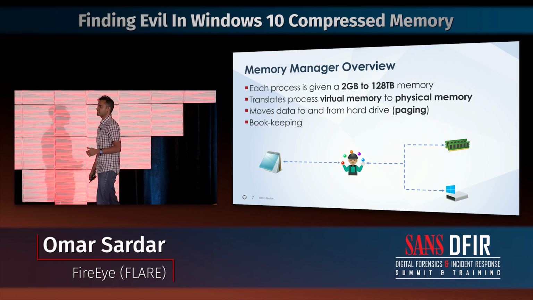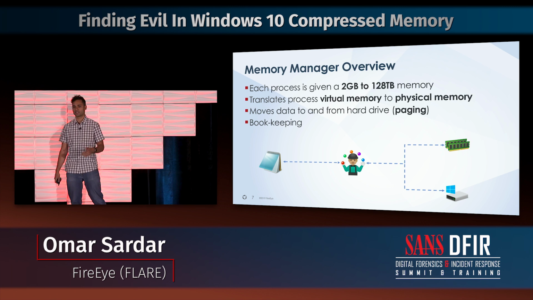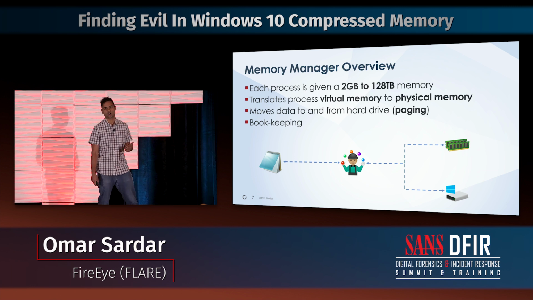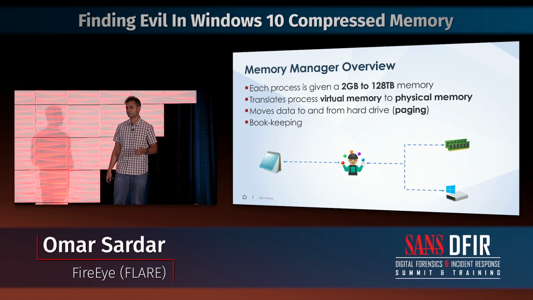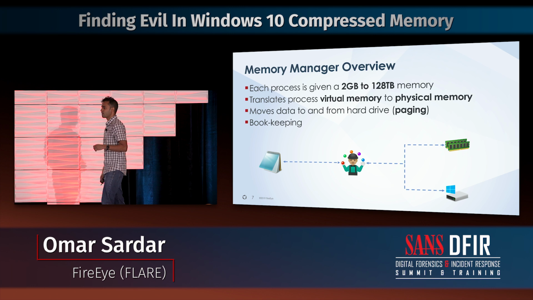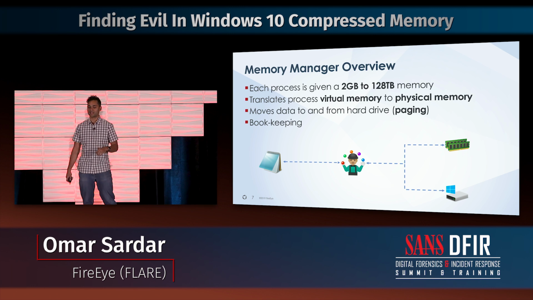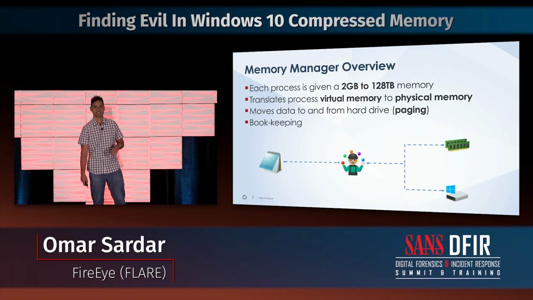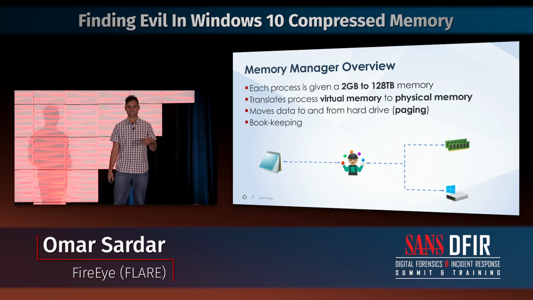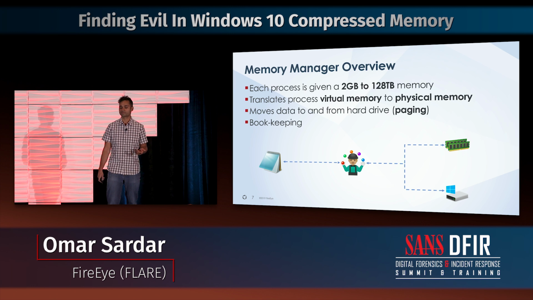Now, in Windows, anytime you fire up a process, whether it's Calculator, Notepad, or omar.exe, that process gets 2 gigabytes to 128 terabytes of memory. That's actually what we call virtual memory, and it's the Memory Manager's job to get that virtual memory and then translate it to physical memory. Physical memory is memory that's located on the sticks of RAM within our laptop.